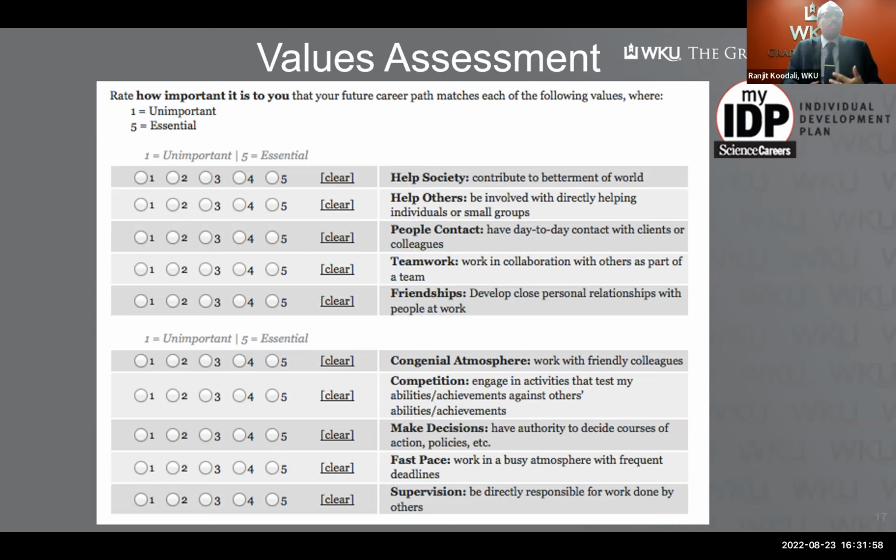Are you fiercely competitive? Are you fond of making decisions with authority? Do you like to work in an environment that is very frantic, very busy, dynamic? Do you like to supervise other people, etc.? And so the values assessment, we ask you to take some time before you provide your scores.